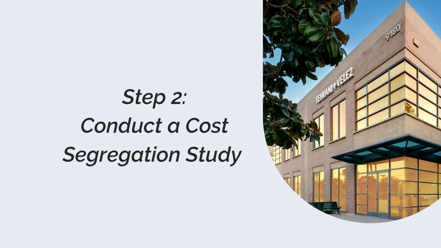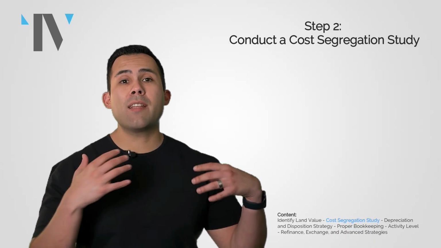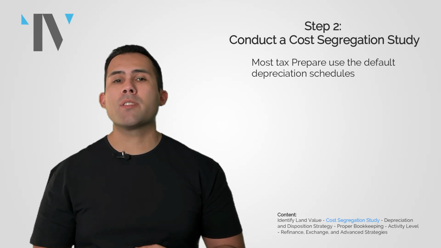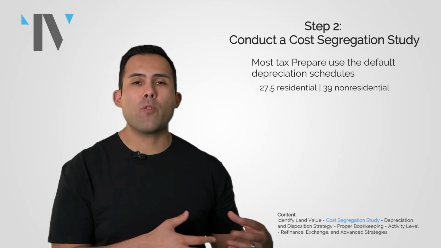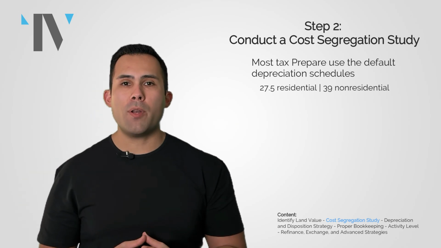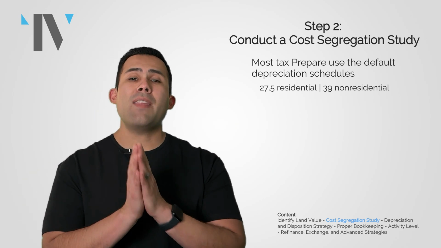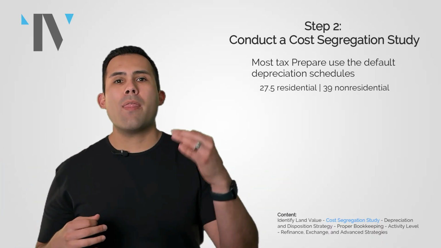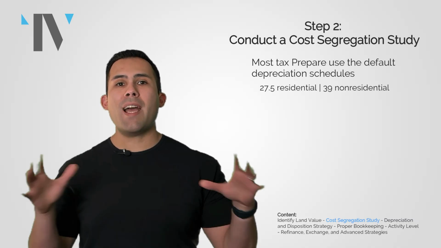Step 2, conduct a cost segregation study. Once you've isolated the building value, most preparers apply the default depreciation schedules of 27.5 years for residential properties or 39 years for non-residential property, and they apply it to the entire value. But here's the problem. That spreads your tax benefits over decades.